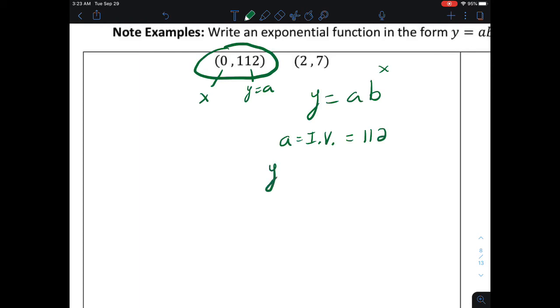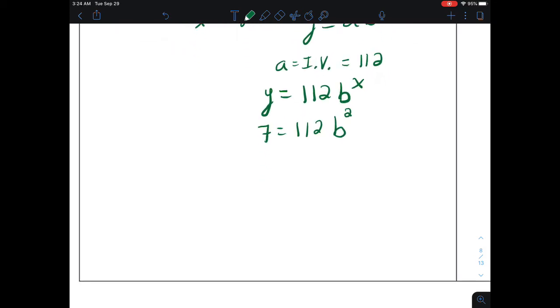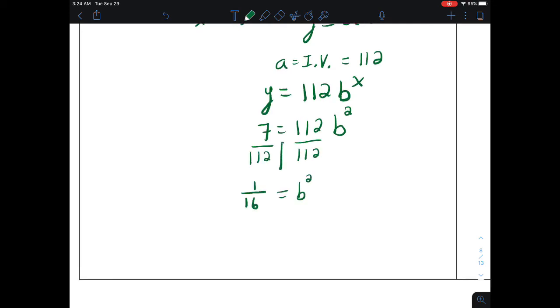So we now have one critical piece of our equation. y is equal to 112 times b to the x power. Now we just have to find b. To find b, we're going to use that second point, and we're going to put in 2 for the x, 7 for the y, and solve for b. So we have 7 equals 112 times b raised to the second power. Well, I would have to divide by 112, and we get 1 over 16 is equal to b squared.